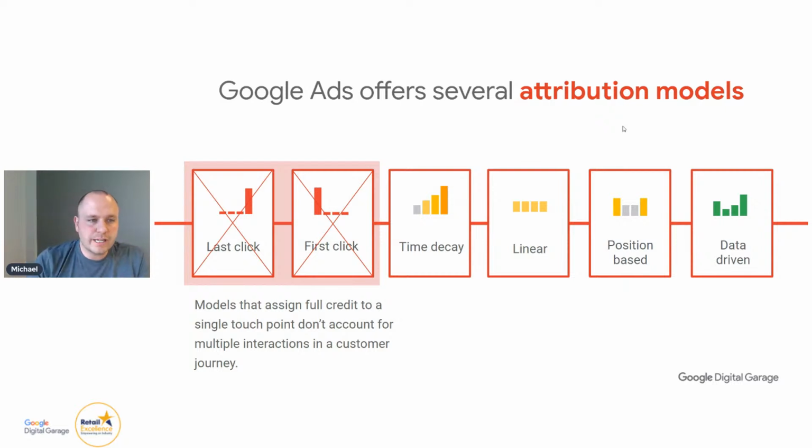So, last click and first click. Last click and first click are single touch point models, and they only assign a value to one single touch point. Models that assign full credit to a single touch point don't account for the multiple interactions across a customer's full journey. Changing your attribution model from last click to data-driven will help you to determine which part of your ad, and which part of your user journey, are most impactful.